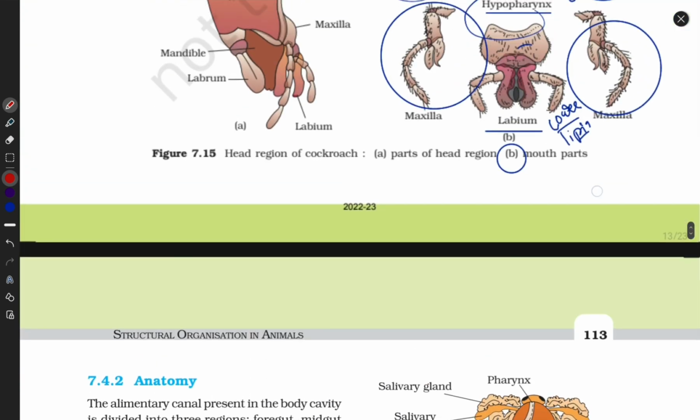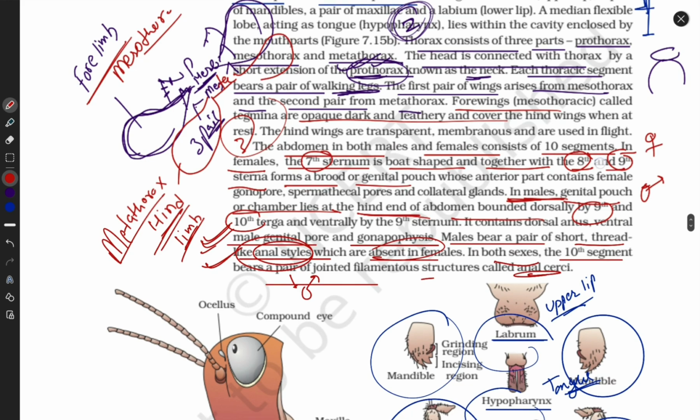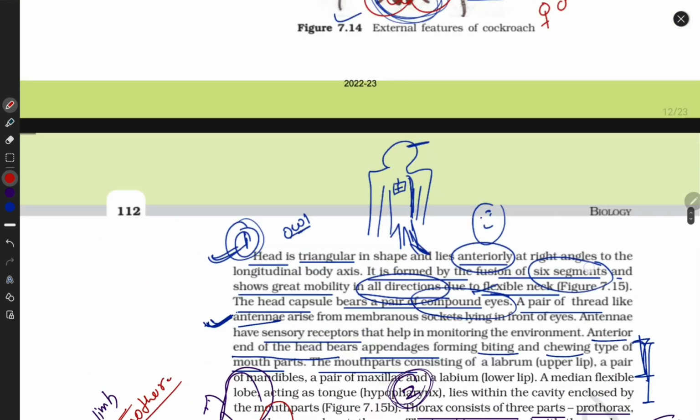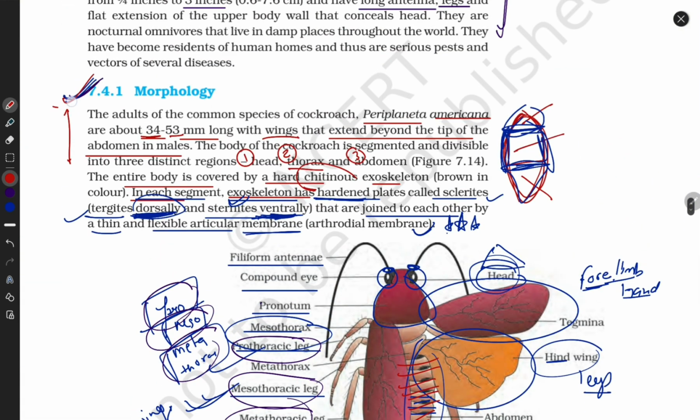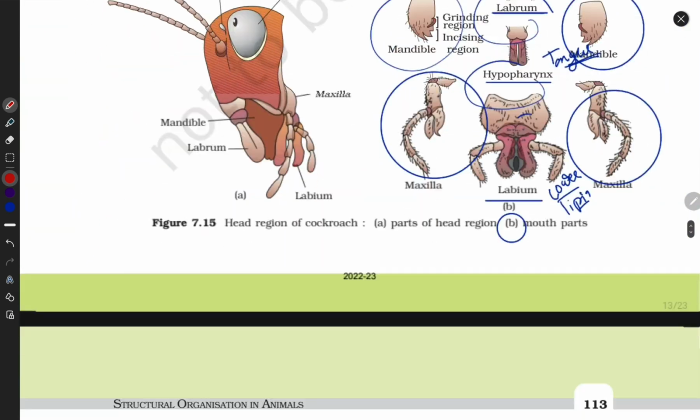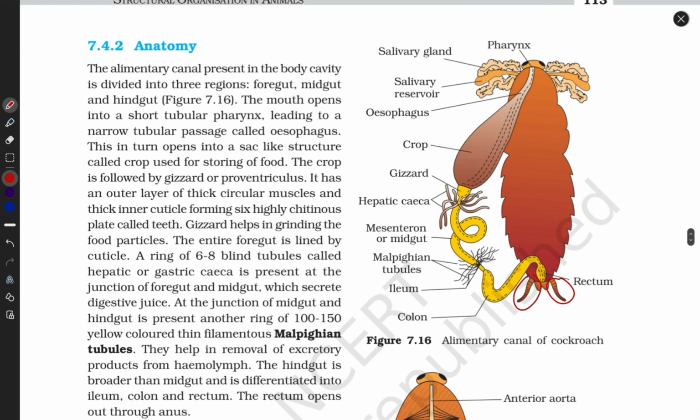Okay, guys. Now let's move. Yeah, that's complete. Morphology is complete, guys. Cockroach morphology is complete, and this is the anatomy. This is anatomy, but anatomy we will discuss in our next video.